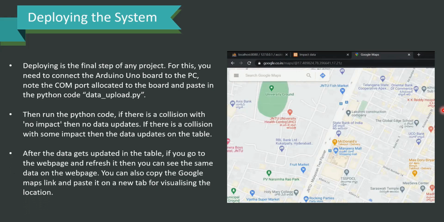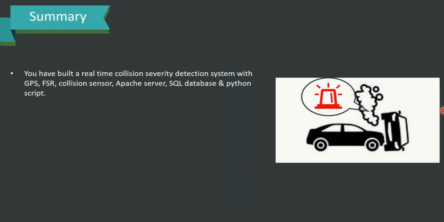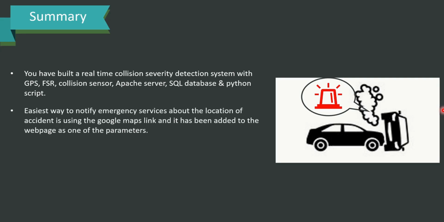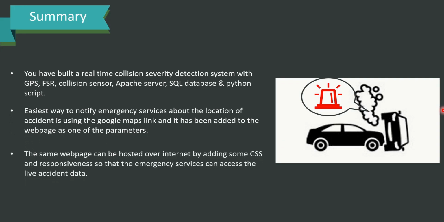You can also copy the Google Map link and paste it on a new tab for visualizing where exactly the accident has happened. Let's summarize. You have built a real-time collision severity detection system with GPS, FSR, collision sensor, Apache server, SQL database, and Python script. The easiest way to notify the emergency services about the location of the accident is using a Google Map link, and it has been added to the web page as one of the parameters. The same web page can be hosted over the internet by adding some additional CSS and responsiveness so that the emergency services can access the live accident data.